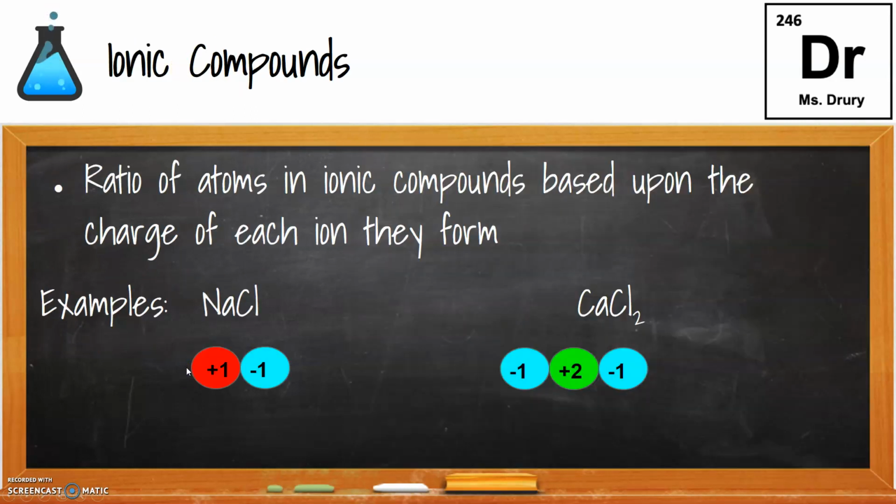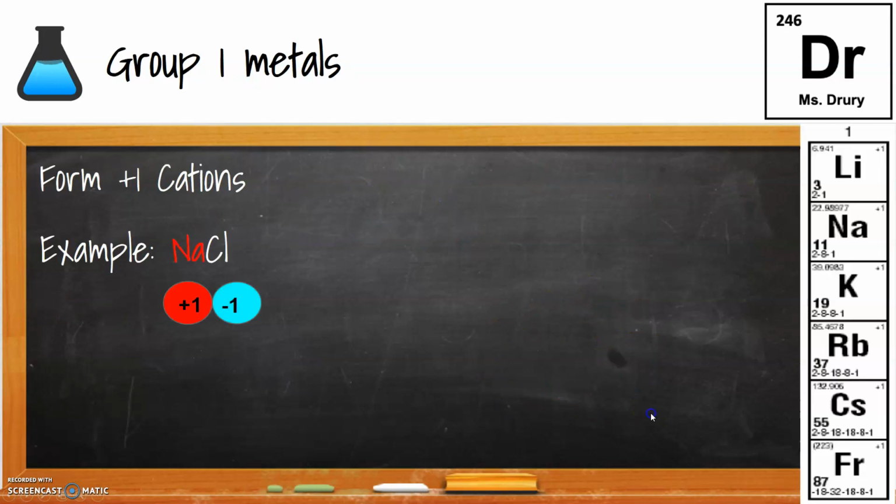The ratio of atoms in ionic compounds is based upon the charge of each ion they form. So in the example of sodium chloride, the reason we only have one sodium and one chlorine is because sodium is a +1 ion all the time and chlorine is a -1 ion all the time, and when you sum them you get a value of 0. In calcium chloride, calcium has a +2 charge, and each chlorine is -1. So you need 2 chlorines to balance the charge to 0.